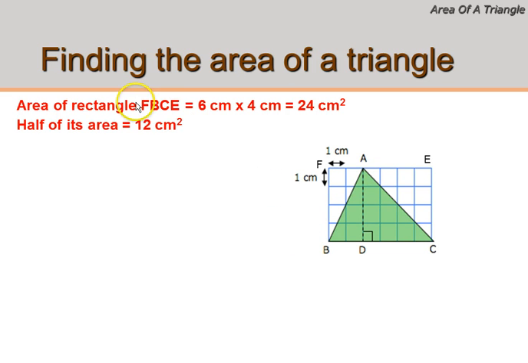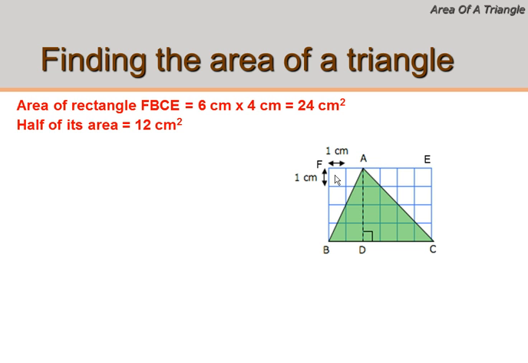Now the area of rectangle FBCE is the length 6 cm times the breadth 4 cm, which is 24 cm square. If you count the number of squares in this blue rectangular area here, it's actually 24.